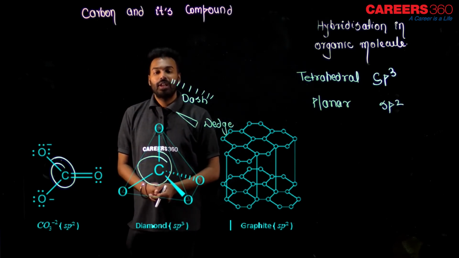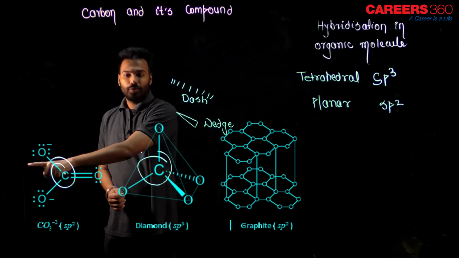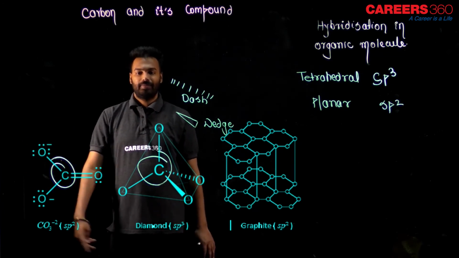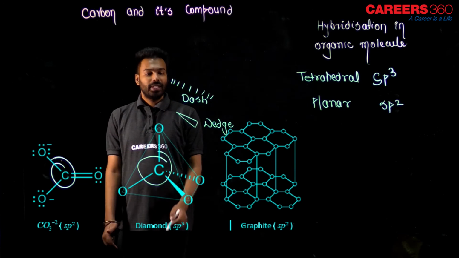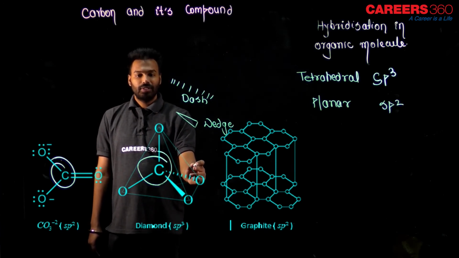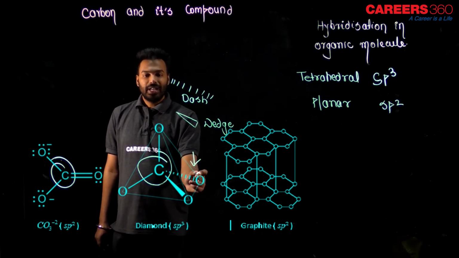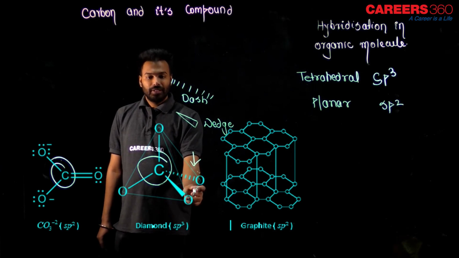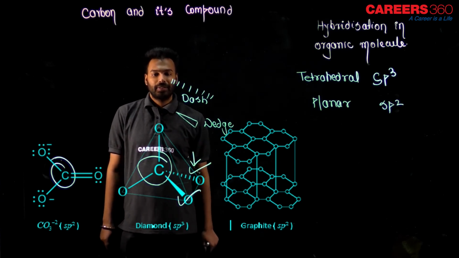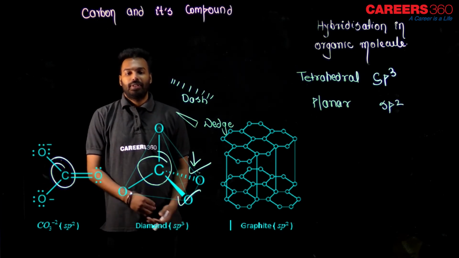What is the meaning of planar? Planar means all the atoms, whether it is this oxygen, this O minus, or this carbon, are in the same plane. This is the meaning of planar. In tetrahedral, all atoms are not in the same plane. You can see this atom is at the back, this atom is in the front, and this atom is at the back. So sp2 means planarity.